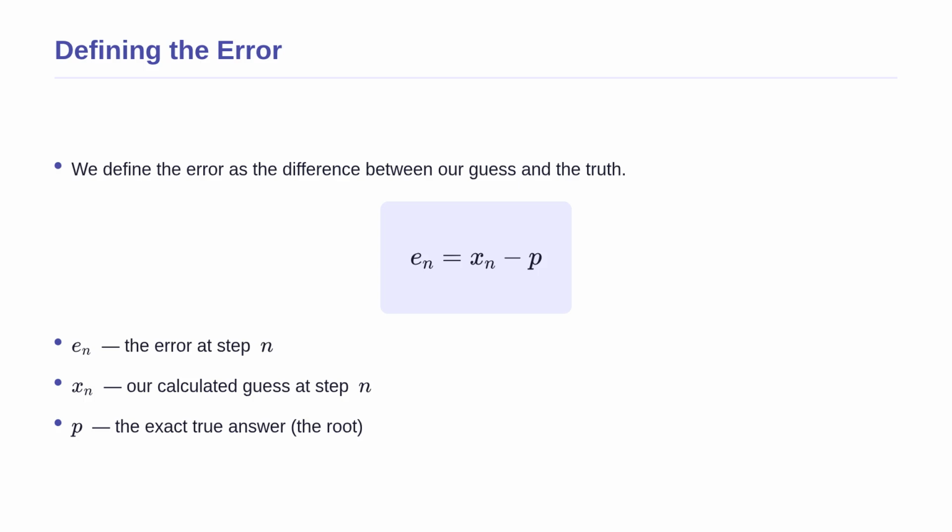This formula we just saw leads us to an important definition. Let us define the error. We use the letter P to represent the exact true answer we are searching for. We use x sub n to represent our current guess at any given step n. The error, denoted as e sub n, is simply the difference between our guess and the true answer. If our guess x sub n is exactly equal to the true answer p, then the error e sub n becomes exactly 0. This means we have found the perfect solution. As our guesses improve, the physical size of this error should decrease.